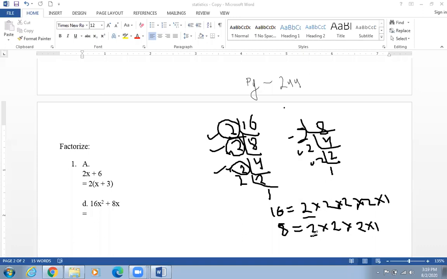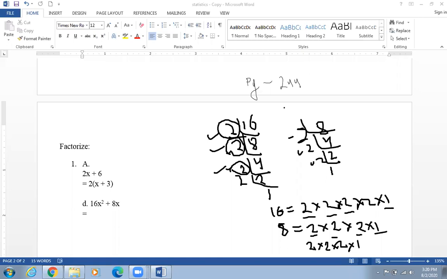So 2 is common, write down 2 one time only. 2 and 2 they are common, so write down 2 one time only. Again 2 and 2 they are common, so write down 2 one time only. Now 1 and 1 they are common. Common means we are taking the HCF. So 2 into 2 into 2, that means 2 twos are 4, 4 twos are 8, into 1 is 8. So 8 is the common number over here.